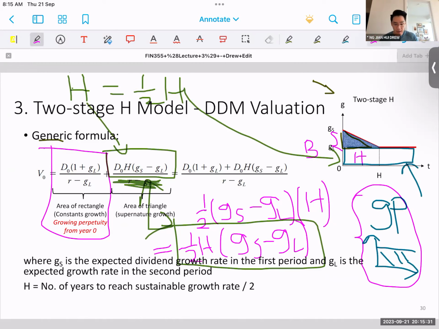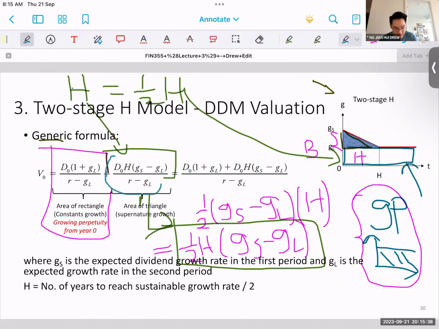And so going back to the below component, why do we have this D plus D naught divided by r minus GL? Again, it's the same thing because we have the growing perpetuity. So that's why we have this. In this sense, everyone understands the triangle, the area of the triangle. I'm going to erase it so that it's easier to see. Okay, so I'm going to erase now.